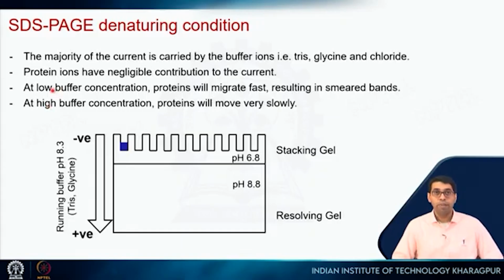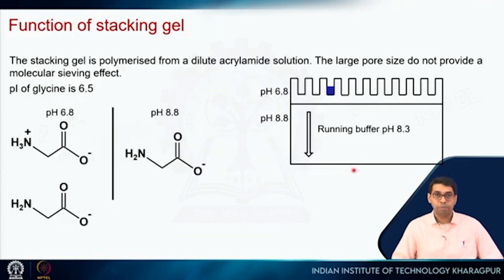If by mistake you have low buffer concentration, then the protein will start moving fast because the current will be carried by these protein ions, so you will get smeared bands. On the other hand, if you have high buffer concentration, your proteins will move slowly. So you have to use the right conditions to do these experiments.